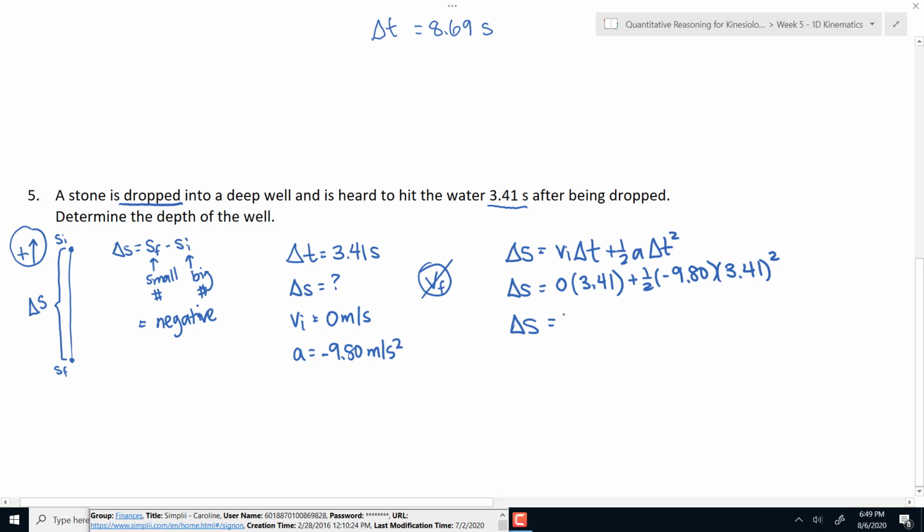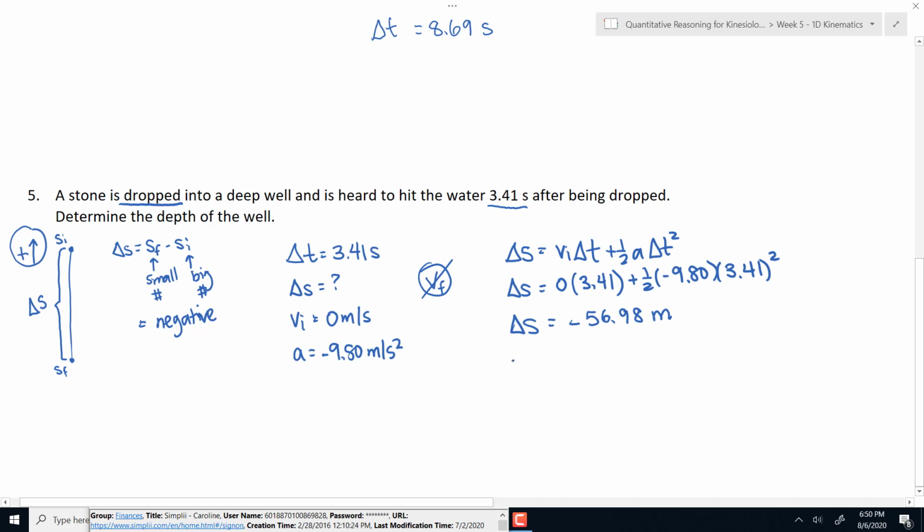And I get negative 56.97769. So I'm just going to say 56.98. SI units, meters, everything given was in SI units, so I didn't have to convert anything. Now the question is not asking what the delta S was, it says what is the depth of the well. So you wouldn't say that the depth is a negative 56.98 meters. You would just say the depth is 56.98 meters.